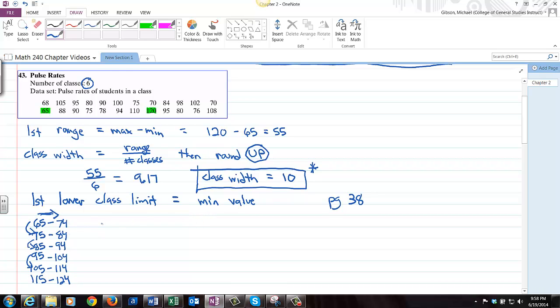All right, now that we have that, it's really just turn the crank. Now we're just going to count how many of the data points fall in each class. I just use tick marks like they do in the book. 68 goes there. 105 is going to go there. 95 will go there. 80 goes here. 90 is in this class. 100, second tick mark in that one.